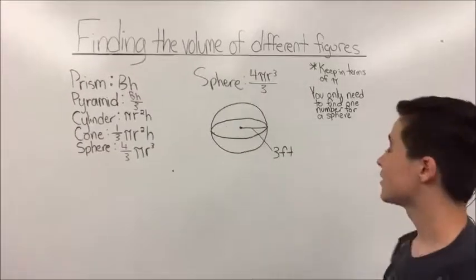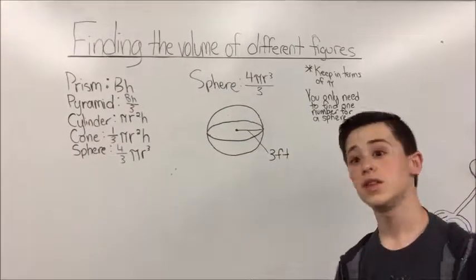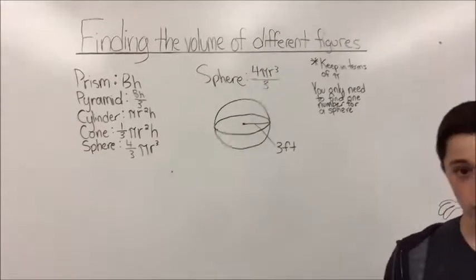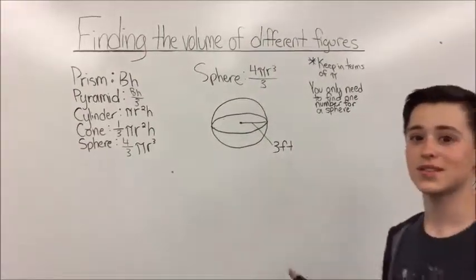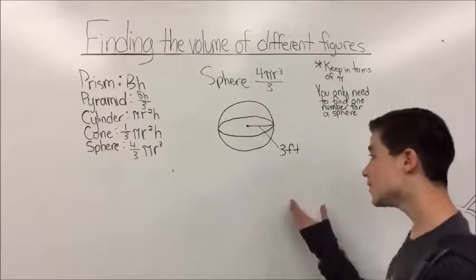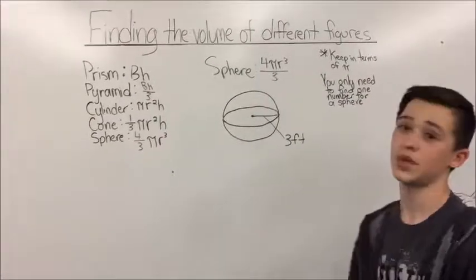The final object that we're going to be working with is a sphere. The equation for finding a sphere is 4 pi r cubed divided by 3. What makes a sphere so easy is the fact that you only need to know the radius in order to find the entire equation. In this case, the radius is 3, so simply just plug it in and solve.